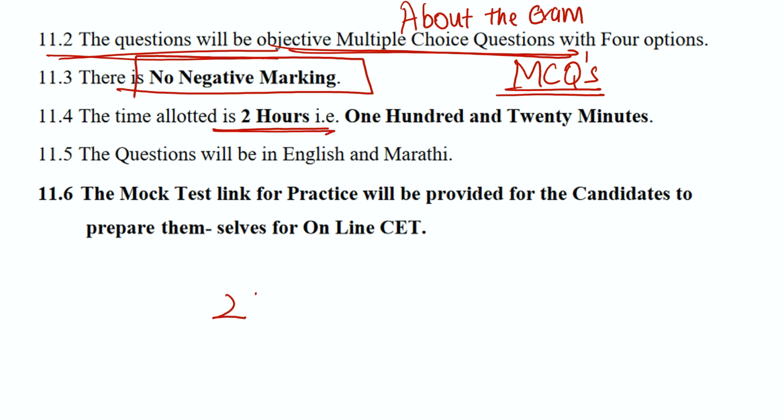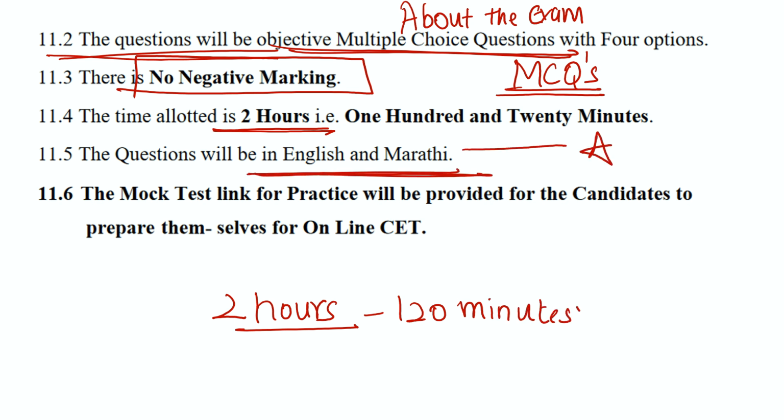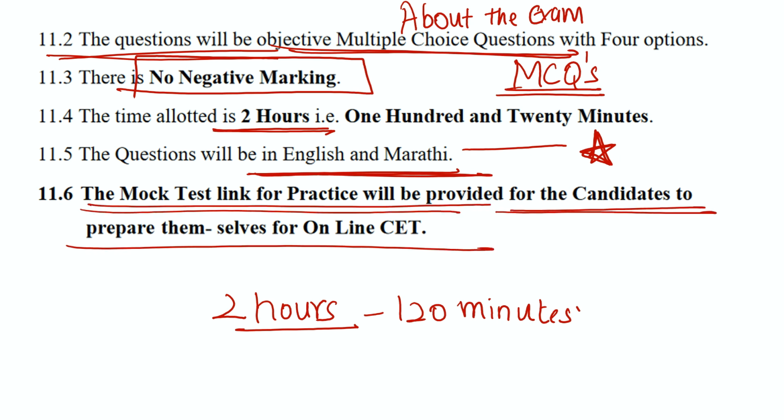Time allotted is 2 hours. You will be given 2 hours, that is 120 minutes, which is more than enough. The questions are going to be in Marathi as well as English. Now this is important, English and Marathi. No Hindi is there, because a lot of students get confused. The mock test link for practice will be provided for the candidates to prepare themselves for the online CET. It is going to be later in the phase, after you fill the form, thereafter the link comes up. Then you can solve the mock test that is going to be available on their website.